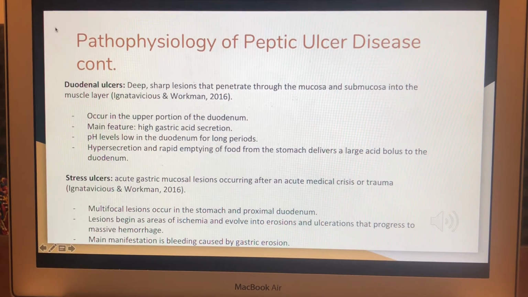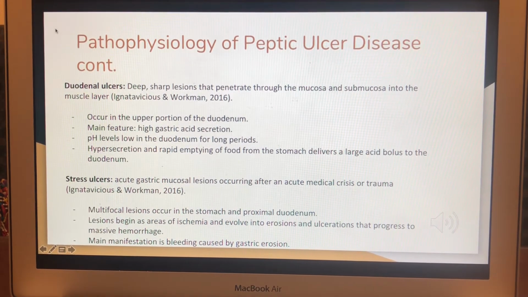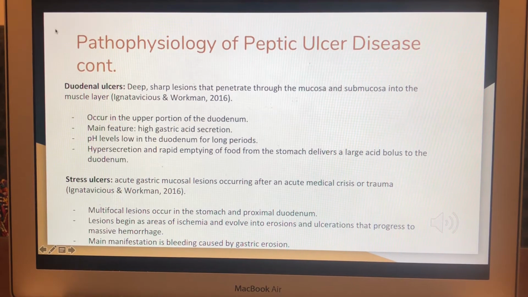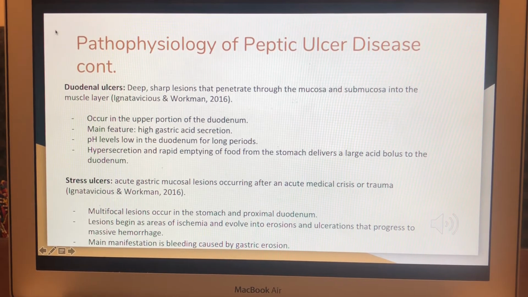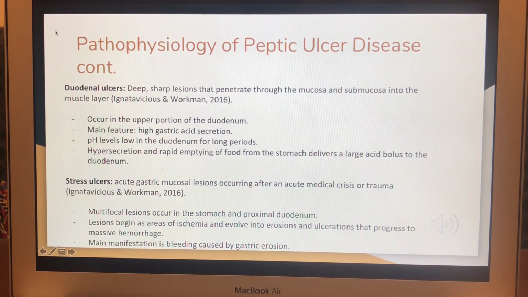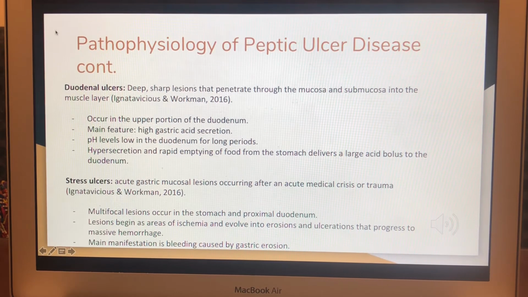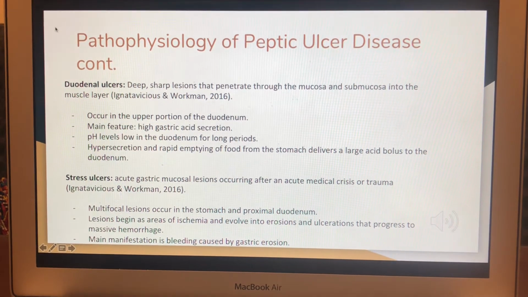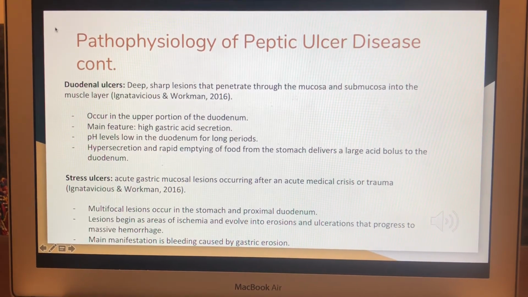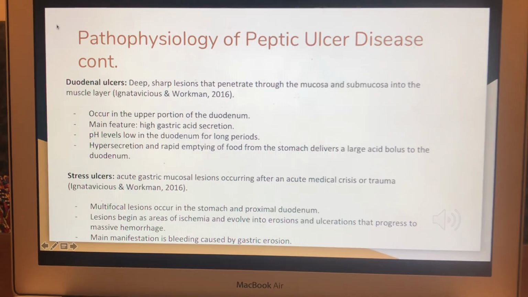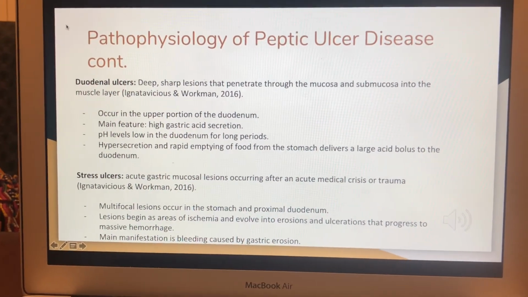Stress ulcers are acute gastric mucosal lesions occurring after an acute medical crisis or trauma, such as head injury or sepsis. Gastritis may lead to stress ulcers, such as in a patient who is NPO. They are multiple shallow erosions of the stomach and occasionally the proximal duodenum. Bleeding caused by gastric erosion is the main manifestation of acute stress ulcers.